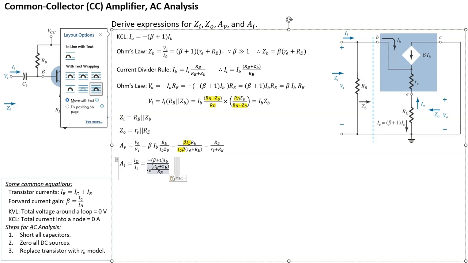Again, you have a few things canceling out there. One of which is IB, so let's cancel that one out straight away, top and bottom. And the other one is the fact that beta is typically much larger than one, so we can simplify the top part to just be beta. So the final answer is going to be negative beta, and then this RB I'm going to put at the top, multiplied by RB divided by RB plus ZB.